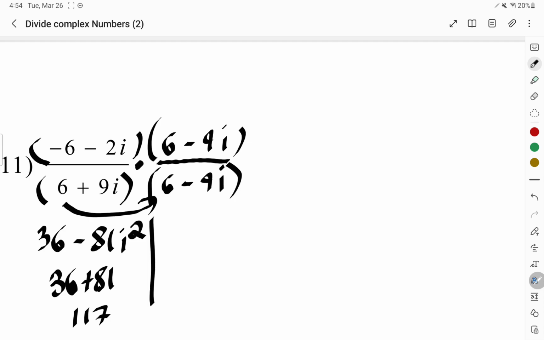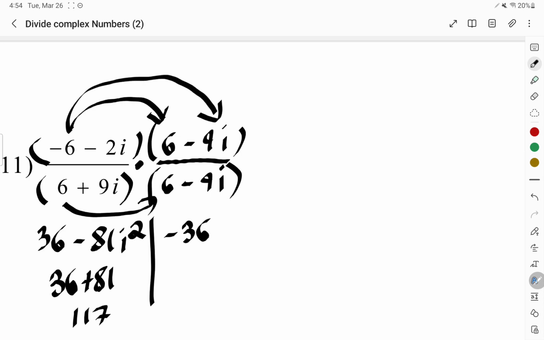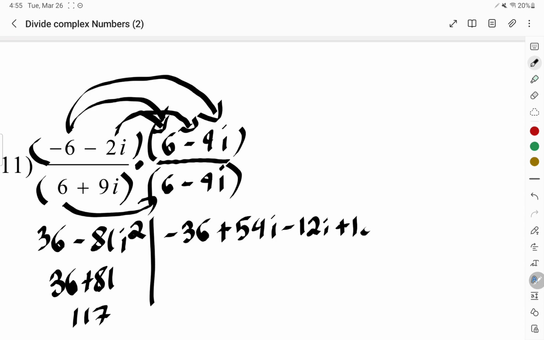Let's go ahead and do the FOIL on top. So it's going to be 6 times 6 is negative 36. Then 6 times 9 is positive, what, 54i. And now it's going to be 2i times 6, which is negative 12i. And then finally, it's going to be negative 2 times negative 9, which is positive 18i squared.